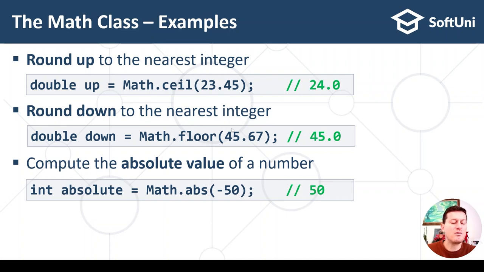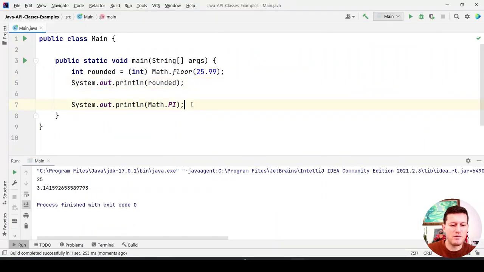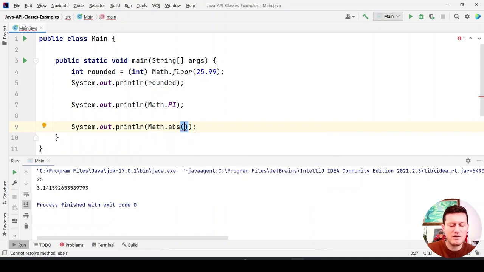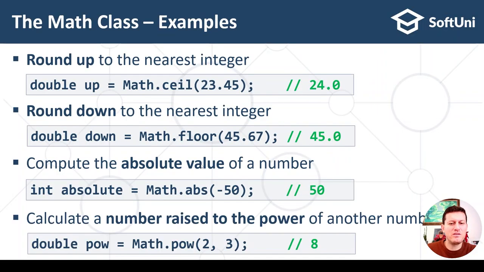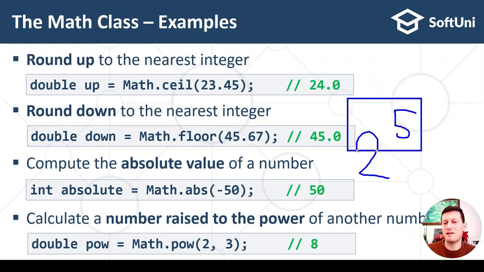Math.abs calculates the absolute value. For example, we can calculate Math.abs of 30, which is 30, and minus 30 will be 30. It works as well for decimal numbers like this, so it is as expected. And raising a number to the power of another number, for example, 2 raised to the power of 5, we can calculate with this.